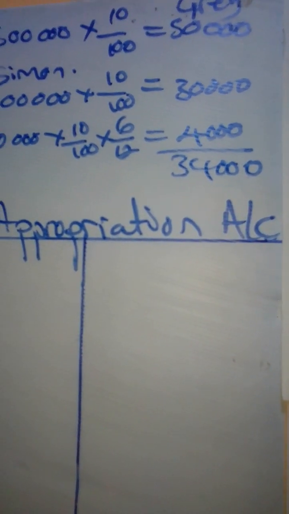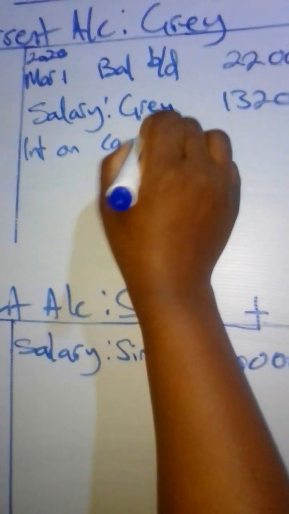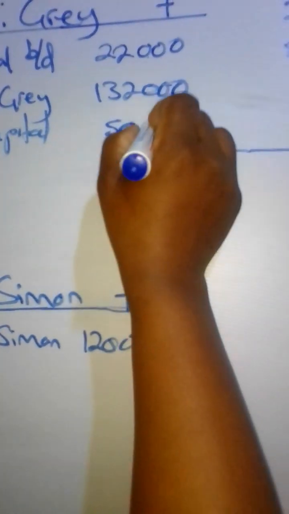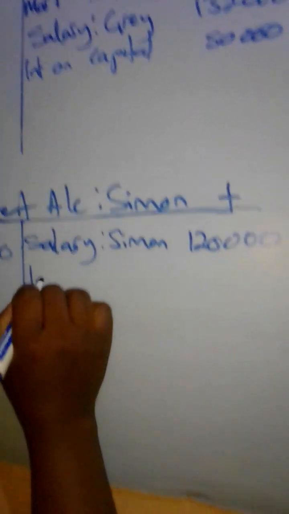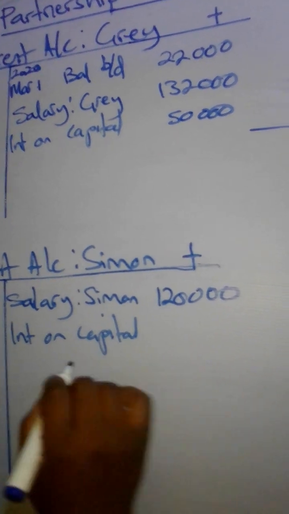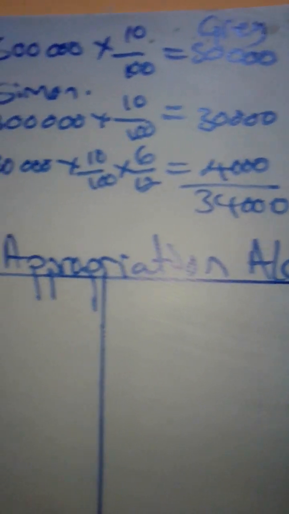Okay, fine. Let's record the interest on capital. For Gray, the interest on capital is 50,000. And then the interest on capital for Simon is 34,000. I've shown you the calculation there. It is actually 34,000.